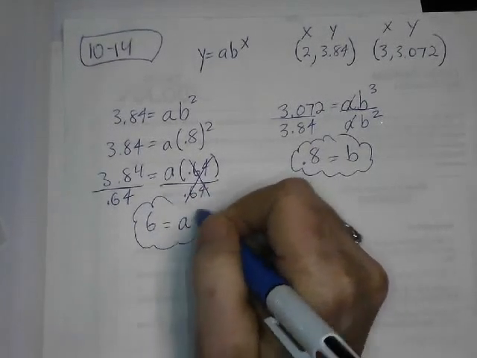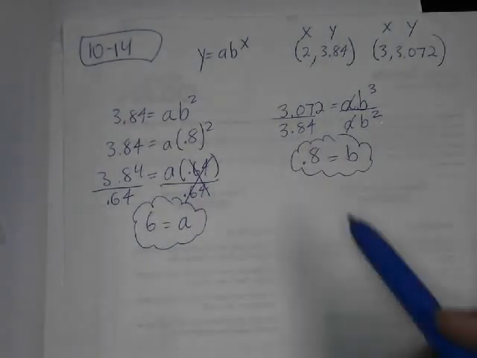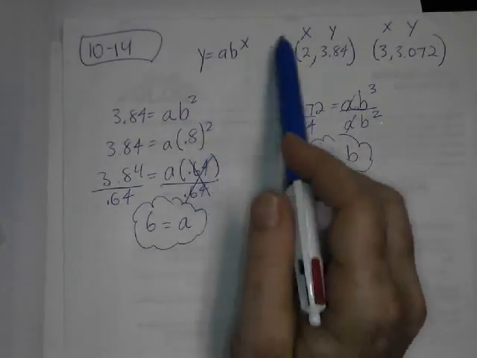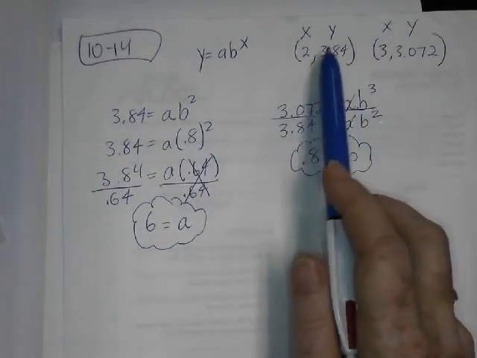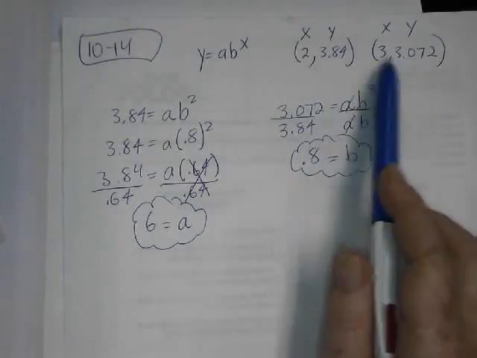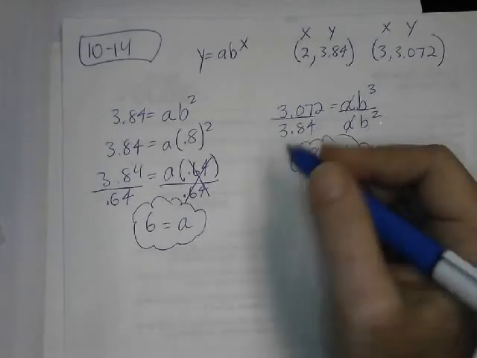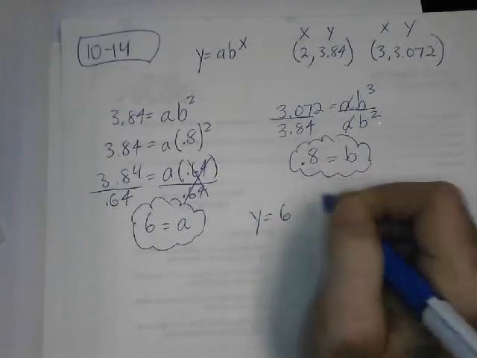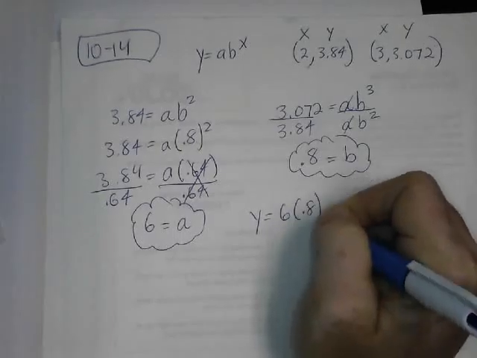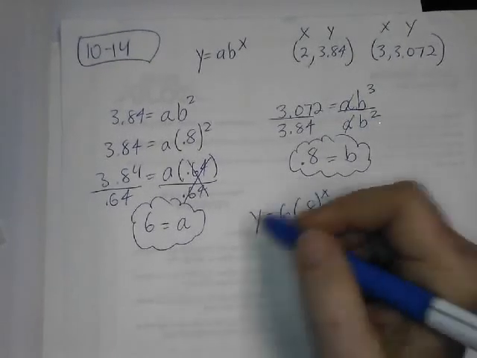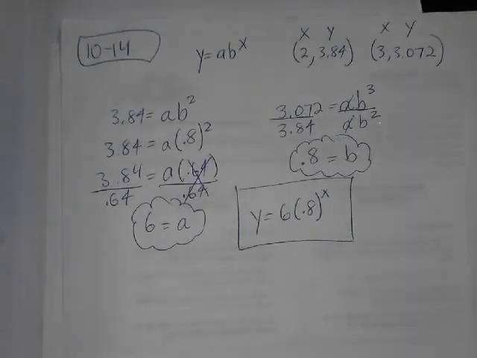So now I know what A is. And why did I go on this long goose chase? Because I was asked to find the exponential equation that these 2 points pass, or that can model these 2 points. So y equals 6 times 0.8 to the x. So that's part of my answer. That's the equation of the exponential function passing through these 2 points.